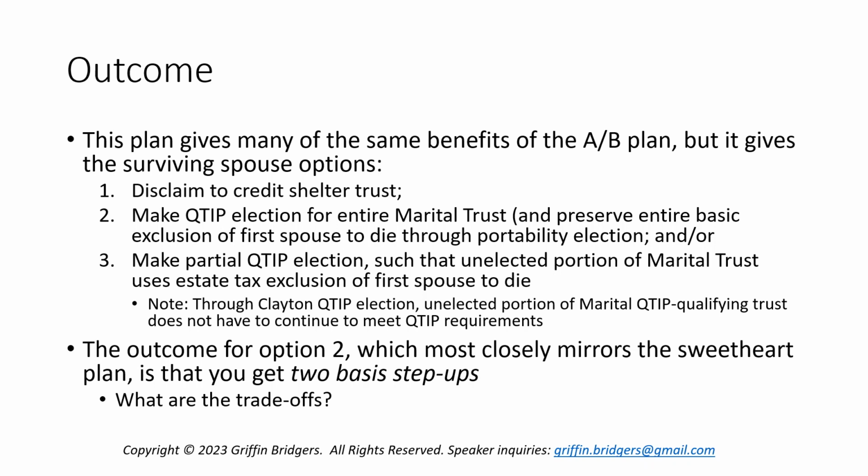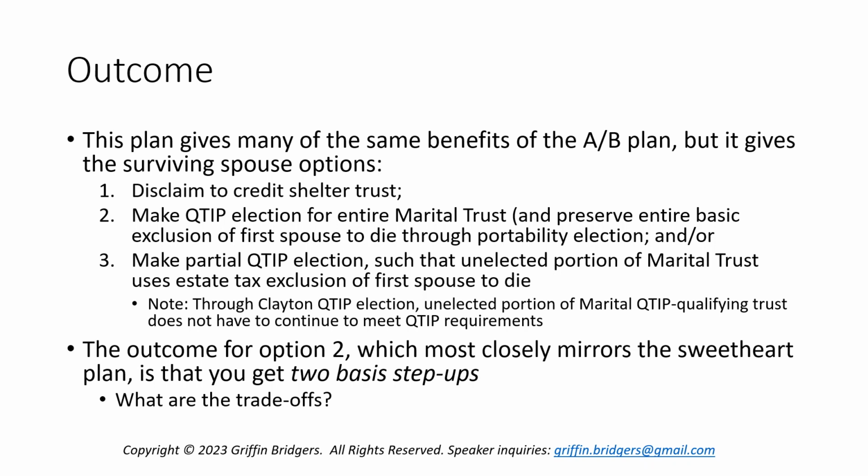And or they could make a partial Q-tip election again, such that the unelected portion of the marital trust uses the estate tax exclusion of the first spouse to die, with the added alternative that the Clayton Q-tip election could allow that non-elected portion of the Q-tip trust to be administered as more of a credit shelter trust, which allows descendants, for example, to be beneficiaries and doesn't require all income to be distributed to the spouse on a year-over-year basis, which could create a better income growth potential investment in that the assets of that Clayton Q-tip election don't have to be invested to generate income, but instead could be invested to generate growth.